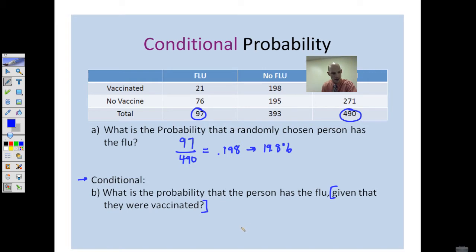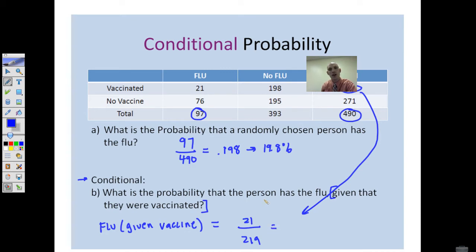So now, what it's out of, we would say this is flu given vaccine. So given that they had the vaccine. Well, the total for the vaccinated is only 219. So that's what's going to go down here. So out of 219, how many of them got the flu? Well, really, if we look at it, it's only 21 out of 219. If we look at what that means for us in terms of a percentage, it's really only 0.096 or 9.6%.